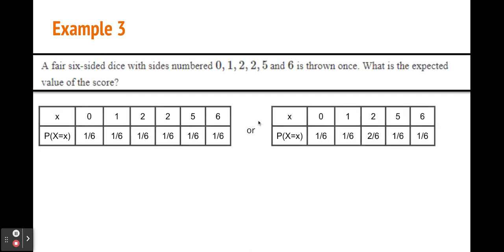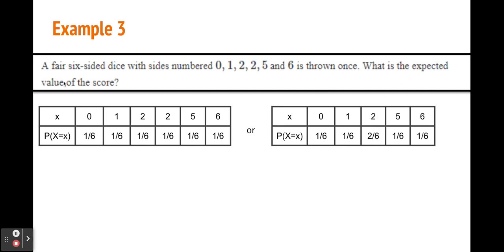Now you have 2 choices for these. So I built 2 different probability distribution tables. One where I put the value of 2 twice, but if we're doing this with proper mathematics, we should be combining these 2 together, and we have one outcome of 2, and then the probability changes to 2/6. So either you have always 1/6 here, or the proper way of doing it is that you combine where you have the same outcome 2, and then you have the probability of 2/6.